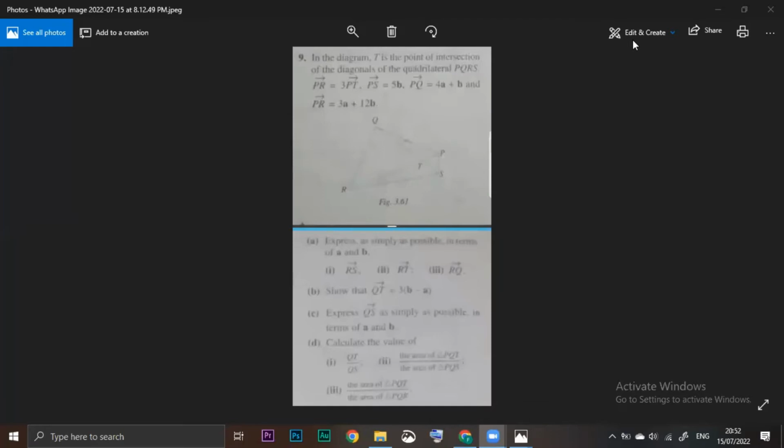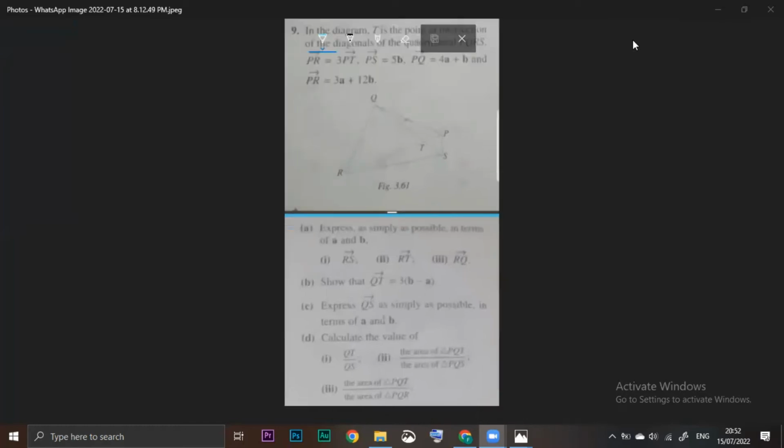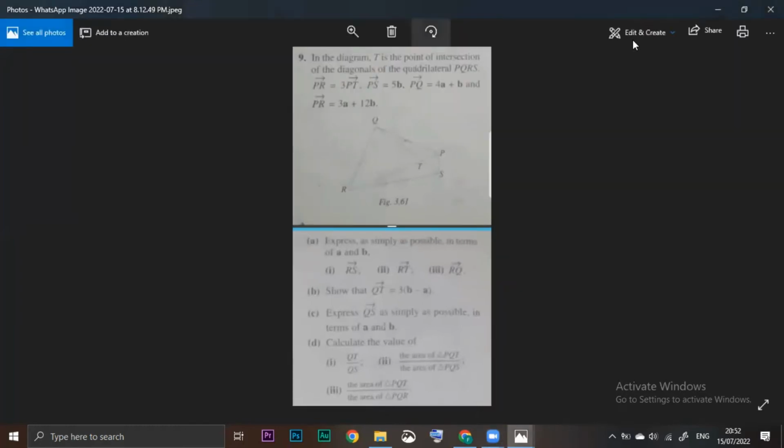Now, question number 9. In the diagram, D is the point of intersection of the diagonals of the quadrilateral PQRS. There is a quadrilateral PQRS. D is the point of intersection of the diagonals PR and QS. PR is equal to 3PT.